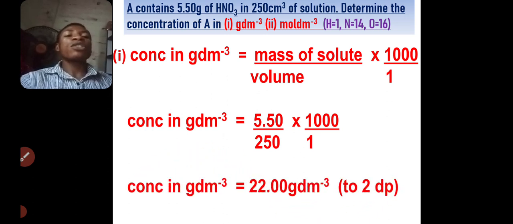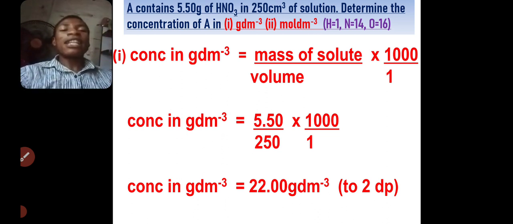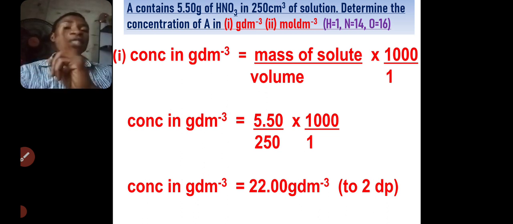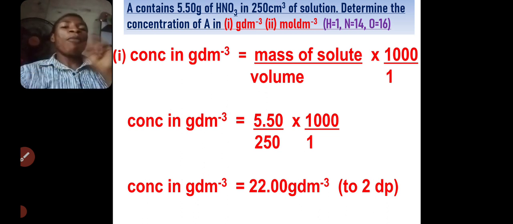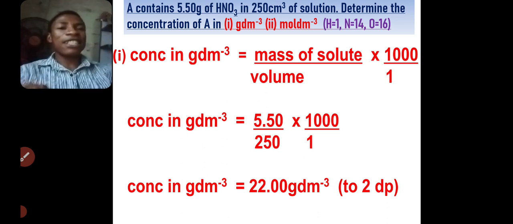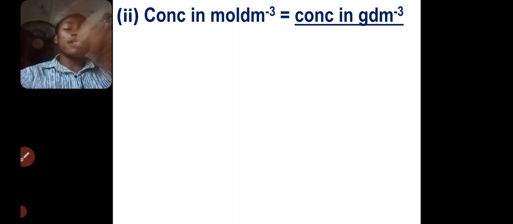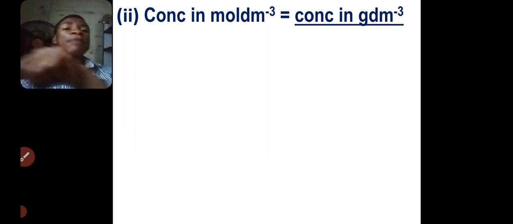To give us 22.00 grams per dm cube. If you're calculating grams per dm cube, let your answer be in 2 decimal places. But we are looking for mole per dm cube, 3 significant figures. Take note of that. Let's see another example here. Example 3. Let's calculate the mole per dm cube. That's the second aspect of that question.